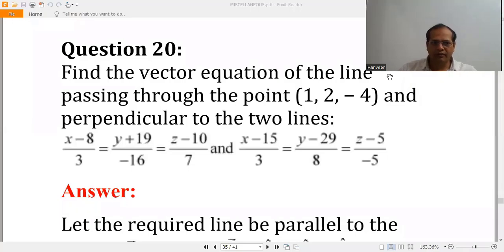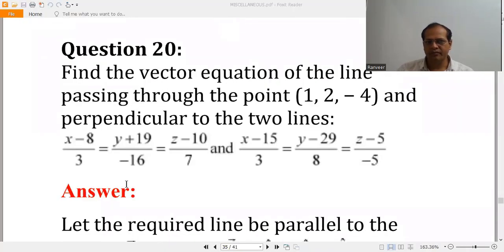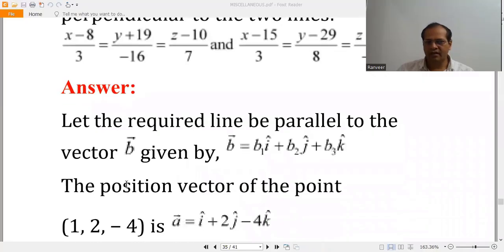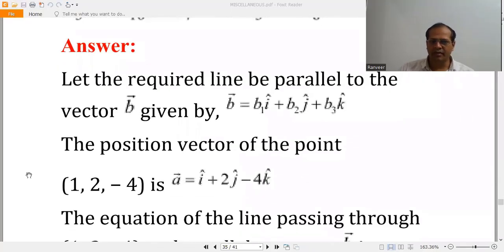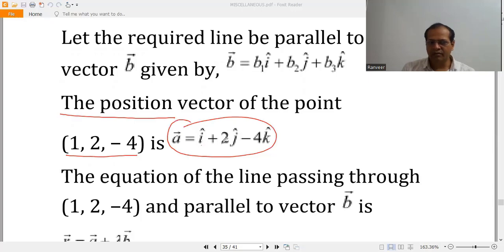Question number 20. Find the vector equation of the line passing through (1, 2, minus 4) and perpendicular to the two given lines. In this case, first of all, let the required line be parallel to the vector b, and we can write b = b1 i + b2 j + b3 k. The position vector of the given point (1, 2, minus 4) is a = i + 2j minus 4k.